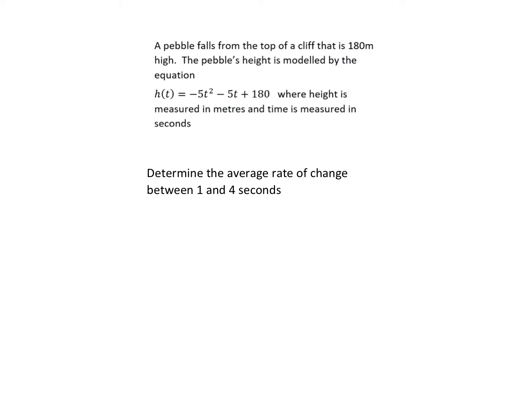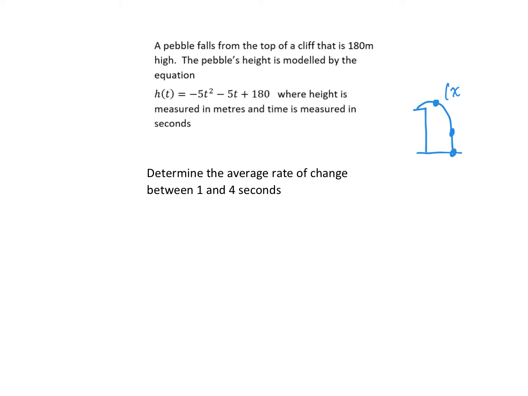And in this example, we have an equation. So we are given the height of a pebble falling off a cliff. So I've got this cliff, I've got this pebble falling to the ground, and I'm looking to find the average rate of change between 1 second and 4 seconds. So perhaps it's here at 1 second. Oops, that's y. And then I want to know what it would be at 4 seconds. So let me change this.